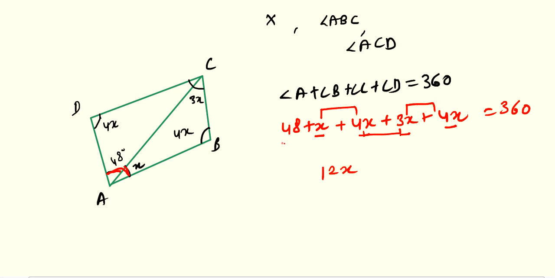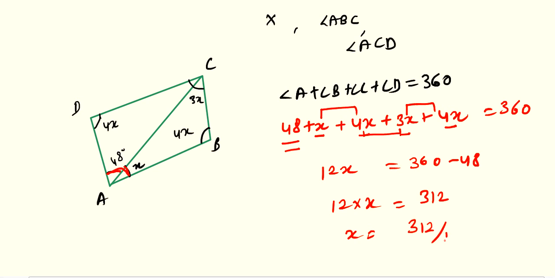So 12x, then transpose this 48 to the right hand side. So 360 minus 48. 12x can be written as 12 into x. Now 360 minus 48, from there we are getting 312. Now x equals what? 312 divided by 12. Okay, so 26 you will get.